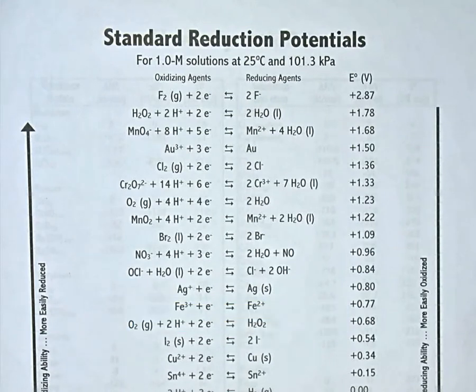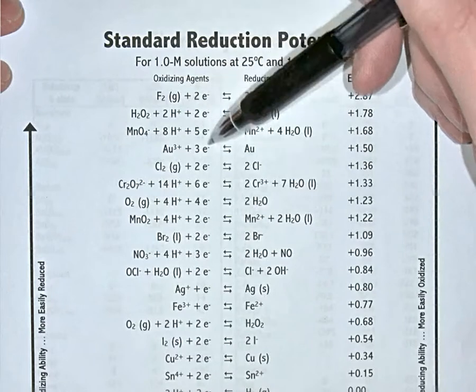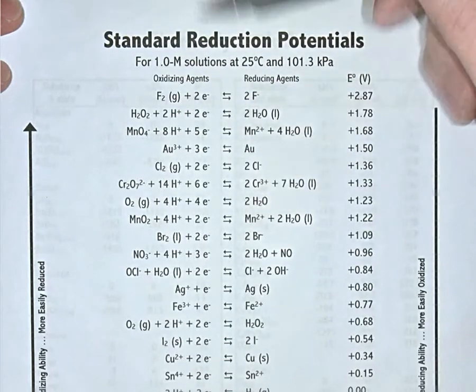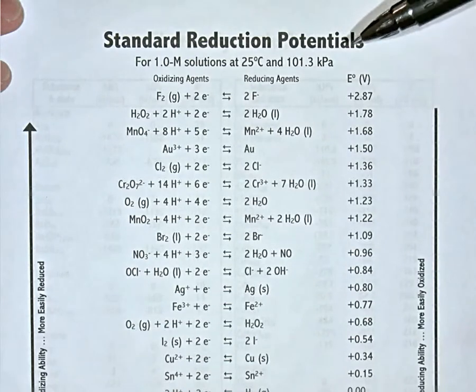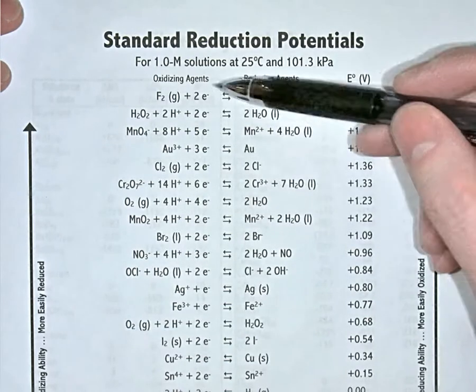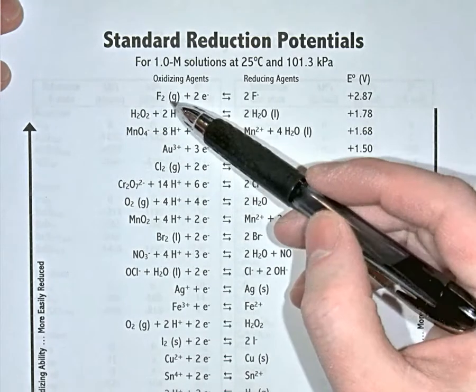Alright, in this video we're going to take a look at the standard reduction potentials chart, which is in your data booklet, and just see some things that we can actually learn from looking at this table. So it's called a reduction potentials chart. If you look at each of the chemical reactions on the chart, you'll see that something is gaining electrons, and of course gaining electrons is a reduction process. So these reactions are all written as reduction reactions.